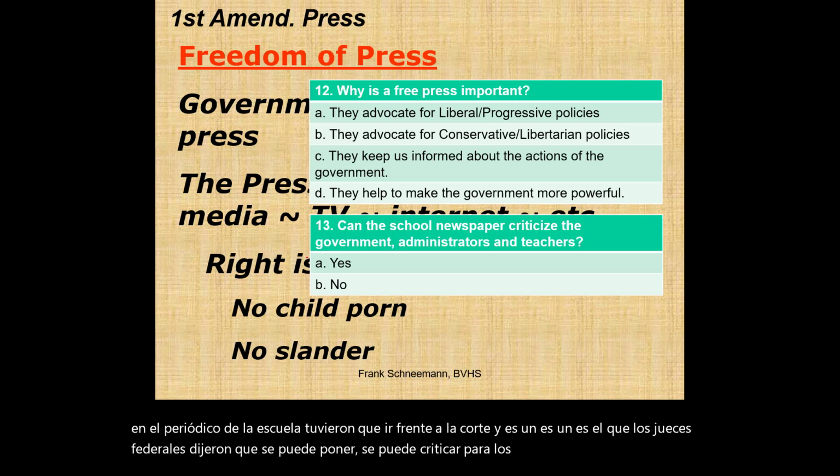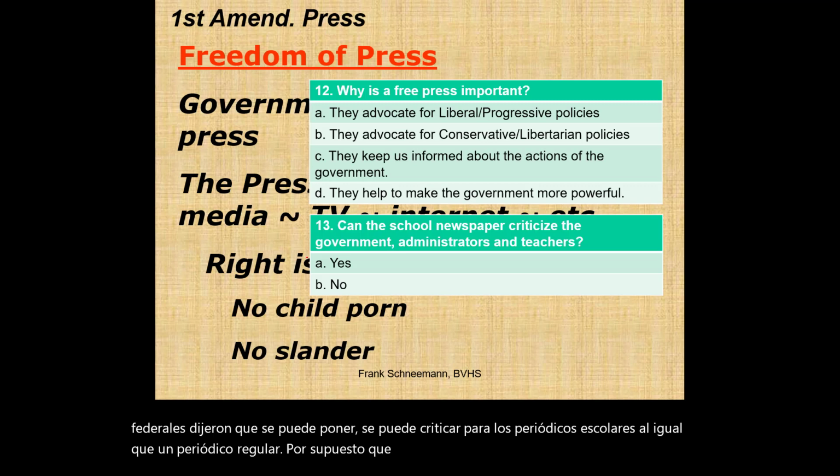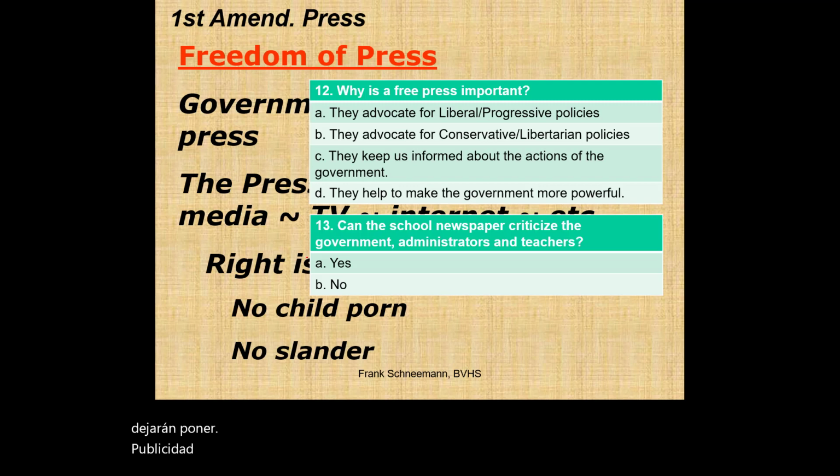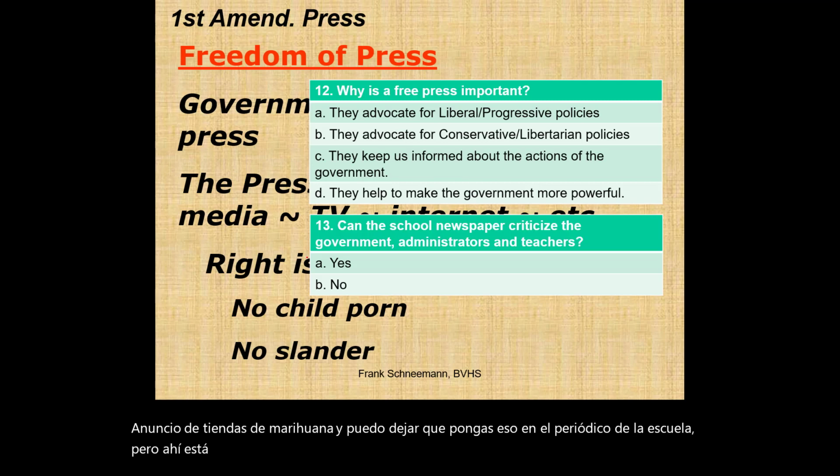Of course, there are certain other limitations they would put. They're not going to let you put an advertisement for marijuana stores in a school newspaper. But the school newspapers can criticize the government. They can criticize their administrators and teachers.